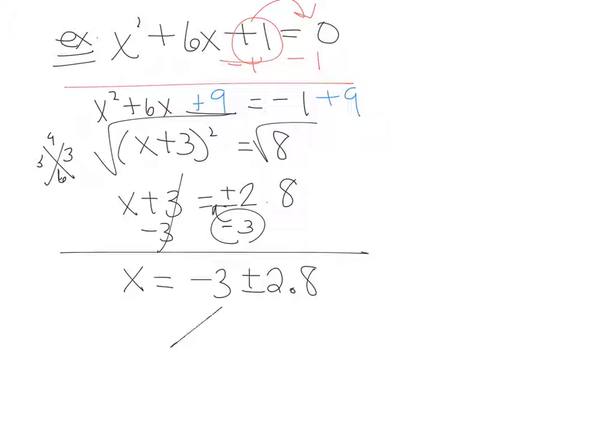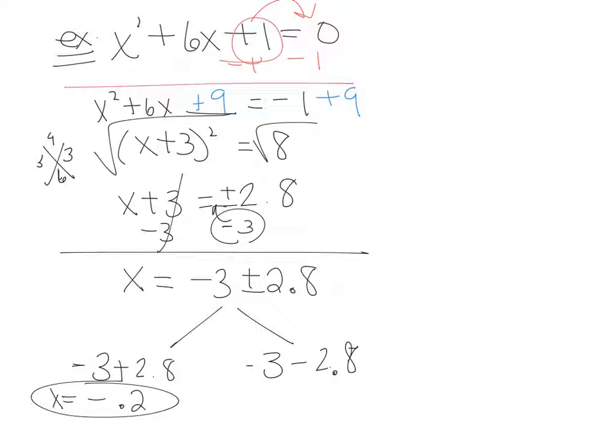I'm now taking this down 2 rows. 3 plus 2.8, 3 minus 2.8. Ooh, totally messed up. It's negative 3, I'm sorry. Negative 3 plus 2.8, negative 3 minus 2.8. So negative 3 plus 2.8 is negative 0.2. That's one answer. Negative 3 minus 2.8 is negative 5.8. Hopefully everybody is with me. If you have questions, make sure you're pausing this video and asking any questions that you have.